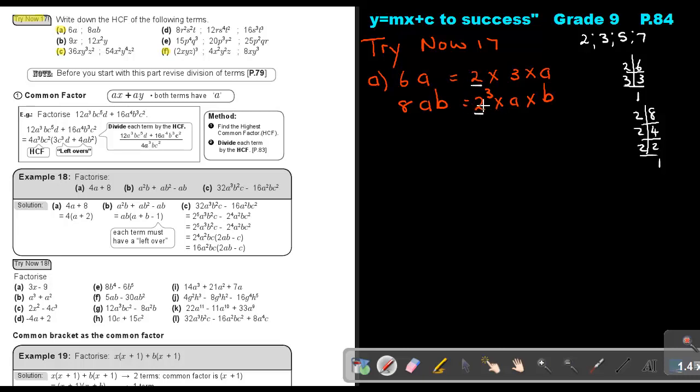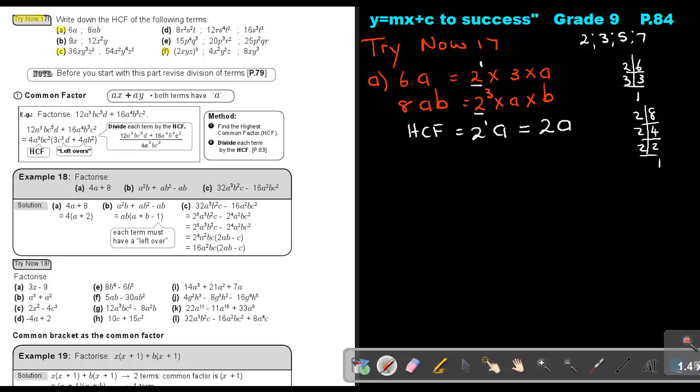Is 2 in both? Yes. What's the smallest exponent? 1. So let's say the highest common factor, that's going to be 2 to the power 1. Is 3 in both? No, I cannot write it. Is A in both? Yes. Is B in both? No. So what is going to be the highest common factor? It's just going to be 2A.